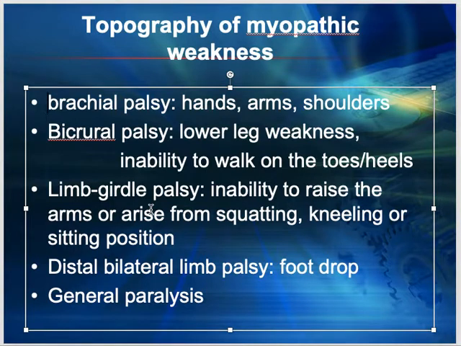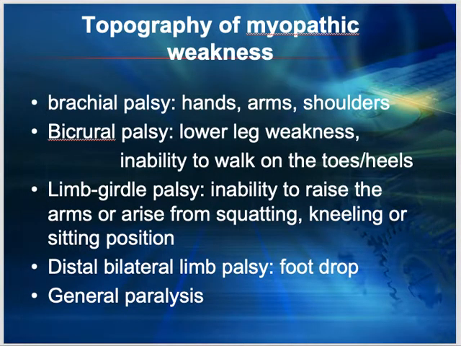And we ask the patient to put their hands in front of the chest, so they do not use their hands, and try to get up from the chair. When someone has weakness around the hip joint in the proximal lower muscles, they cannot get up. With distal bilateral limb palsy, there could be foot drop, and general paralysis can be there. These are the general things we can do to examine them. I'm not talking about any specific condition right now, I'm discussing generally.